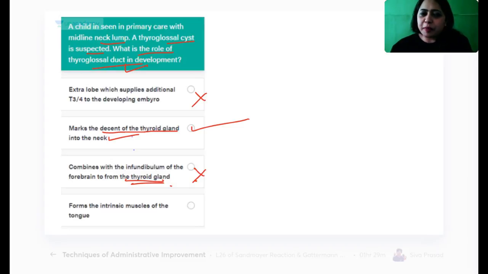Next, it forms the intrinsic muscles of the tongue. What are the intrinsic muscles of the tongue? Tell me, who knows? Name the intrinsic muscles of the tongue. Extrinsic, everybody will tell. Which are the intrinsic ones? Akhil, intrinsic muscles of the tongue. They are vertical and longitudinal muscles.